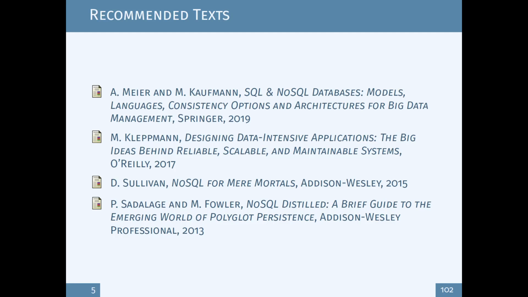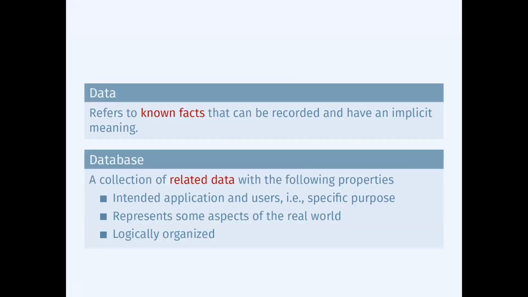And especially when you talk about data, we talk about some known facts that have an implicit meaning. And a database, we normally talk about as a collection of related data when it comes to a relational database model. And that represents some aspect of the real world, right? And especially they are logically organized.